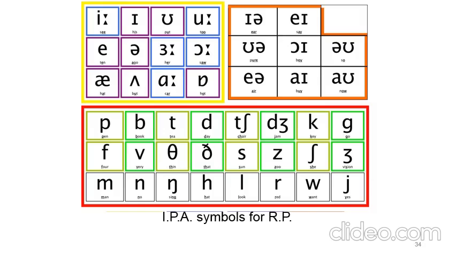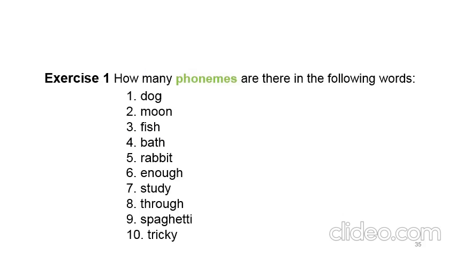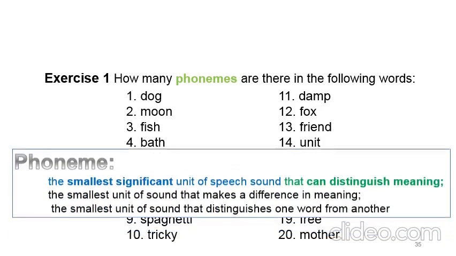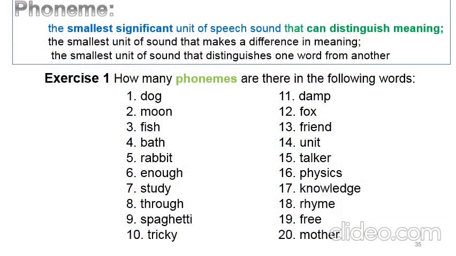You will learn the symbols for the 44 phonemes of RP English very soon, inshallah. Now, how many phonemes are there in the following words? Remember what a phoneme is? A phoneme is the smallest unit of sound that can distinguish meaning or make a difference in meaning or distinguish one word from another. So how many phonemes are there in the word dog?